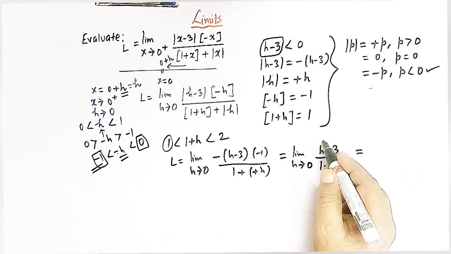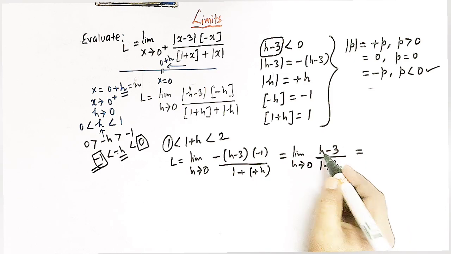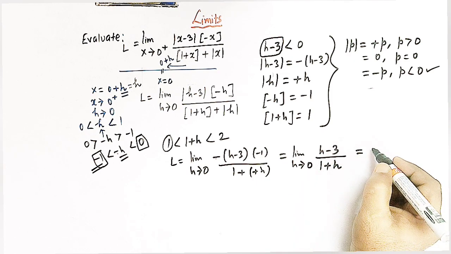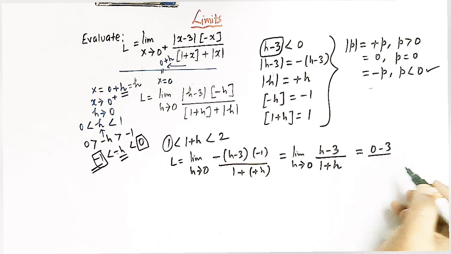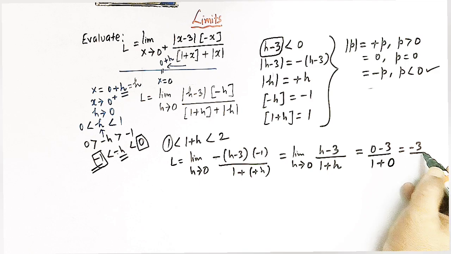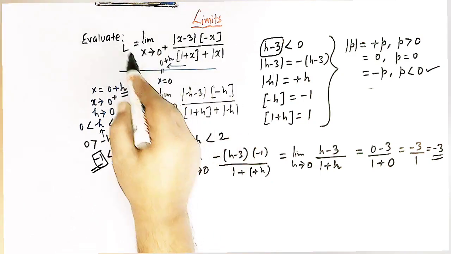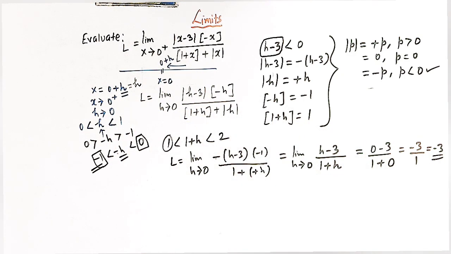So now we have a rational expression here, and when h approaches to 0, then this limit is simply 0 minus 3 over 1 plus 0. So this is minus 3, and here 1 plus 0 is 1. So we have minus 3. So the value of this limit is equal to negative 3.